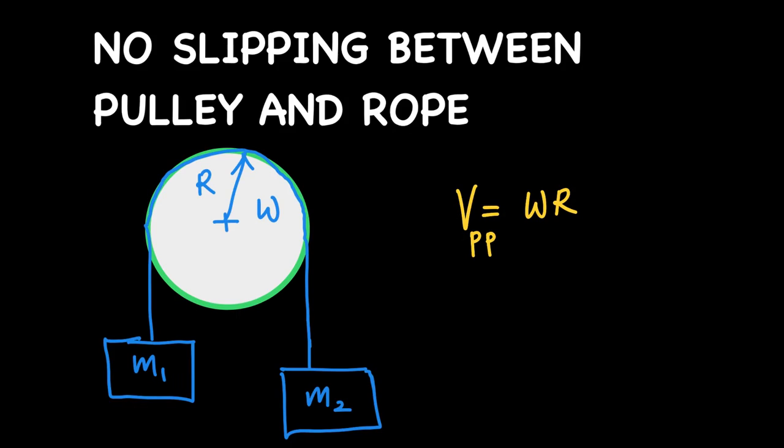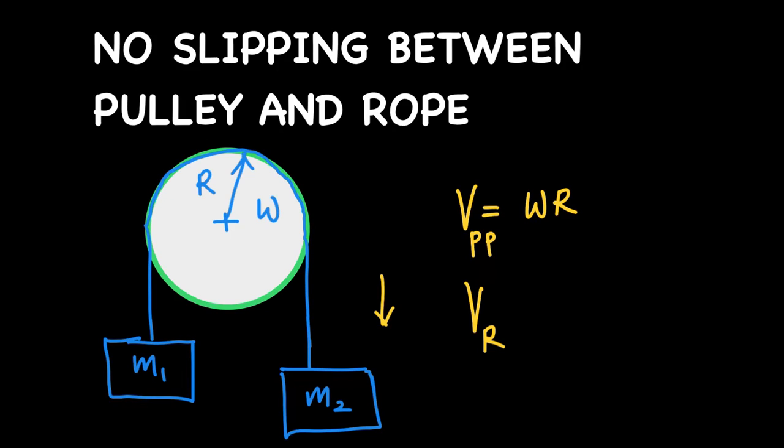Similarly, there will be a linear velocity for the rope as well. Let me call that VR. Because in this scenario, M2 is greater than M1, so my whole system is coming down. So the rope is moving, so it has got some velocity at all these points.